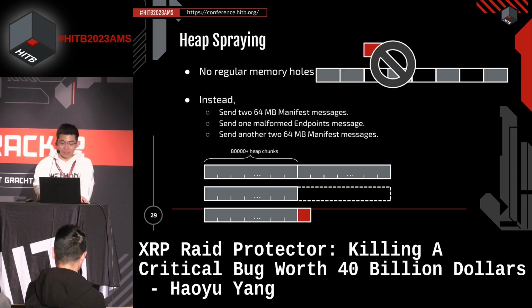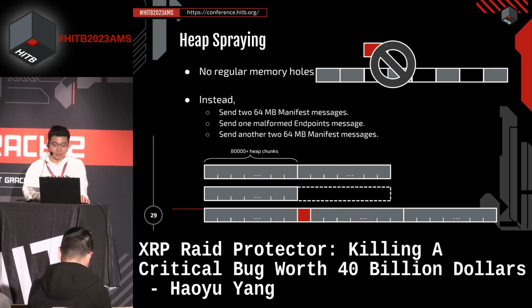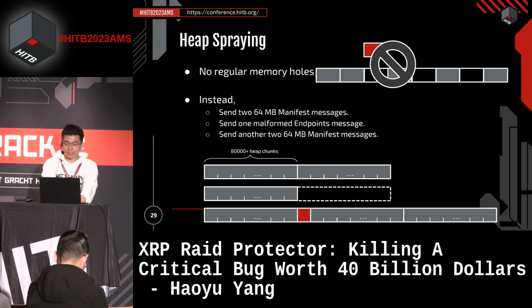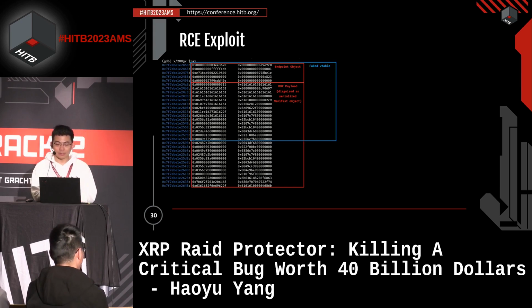And then send another 2 manifest messages to fill the memory below. This method is less accurate, but it does work. And I finally improved the success rate to about 30%. And this is a success case of heap string.